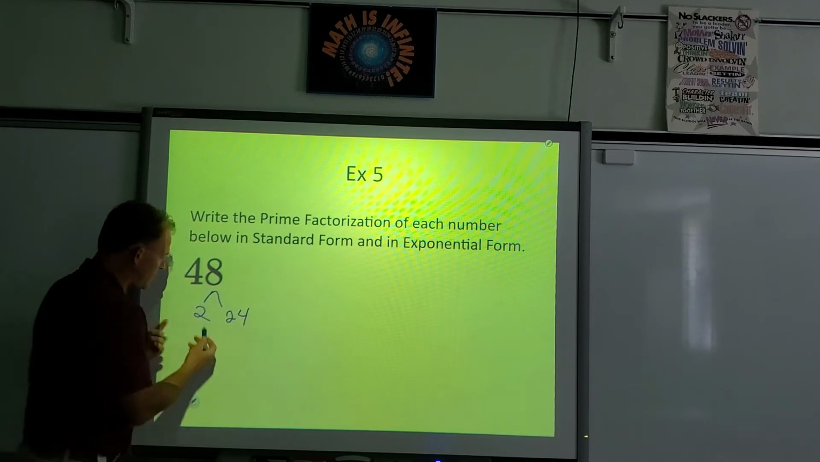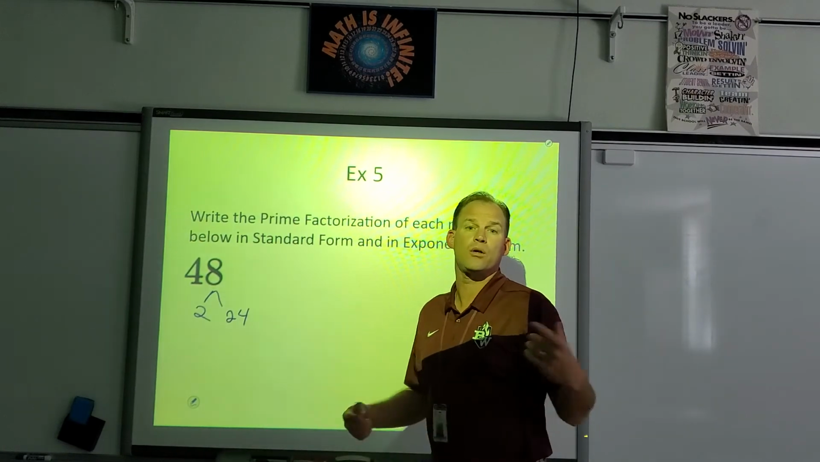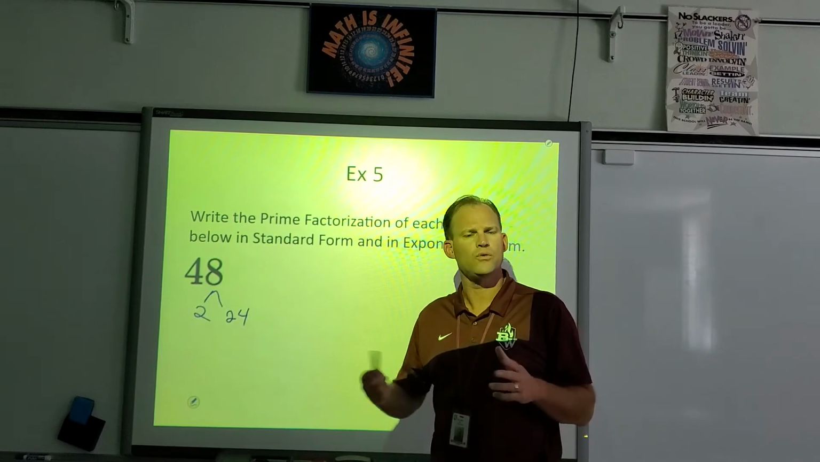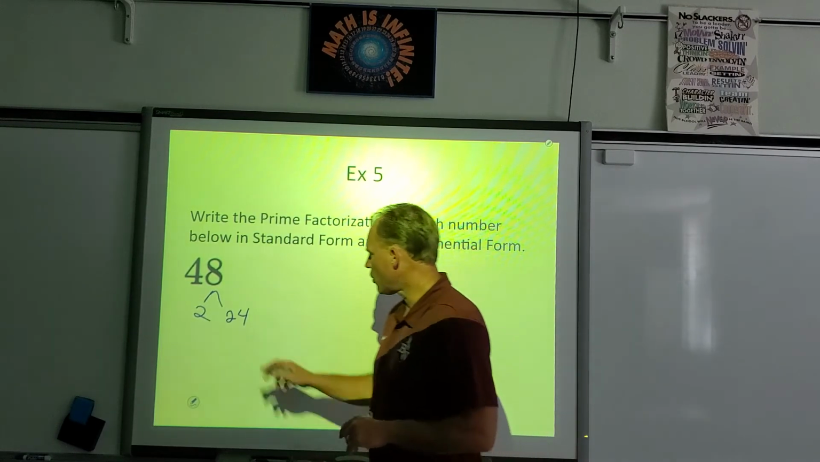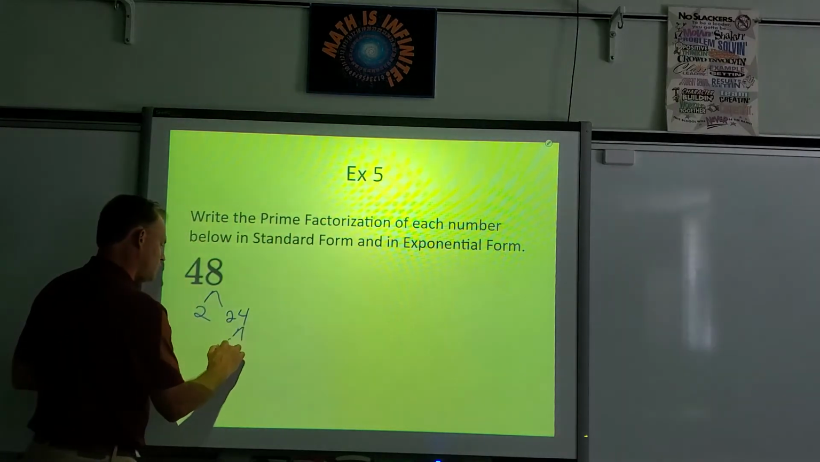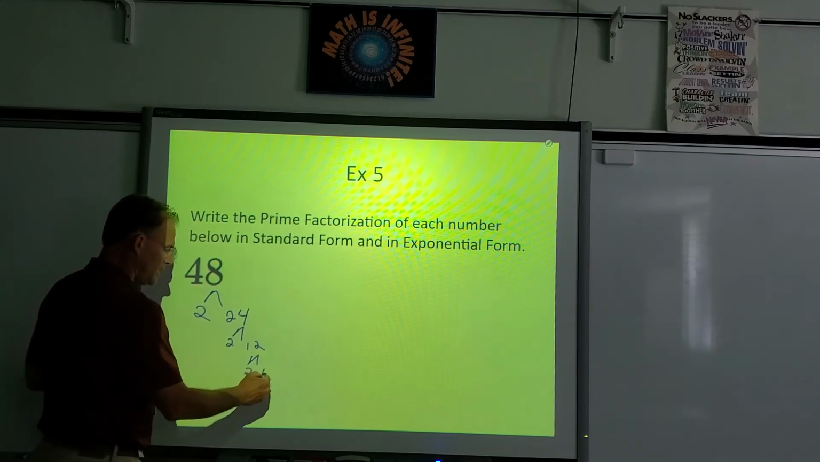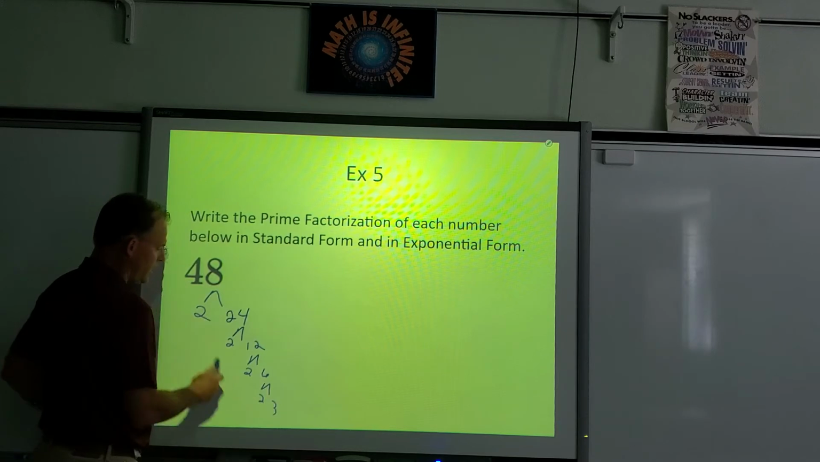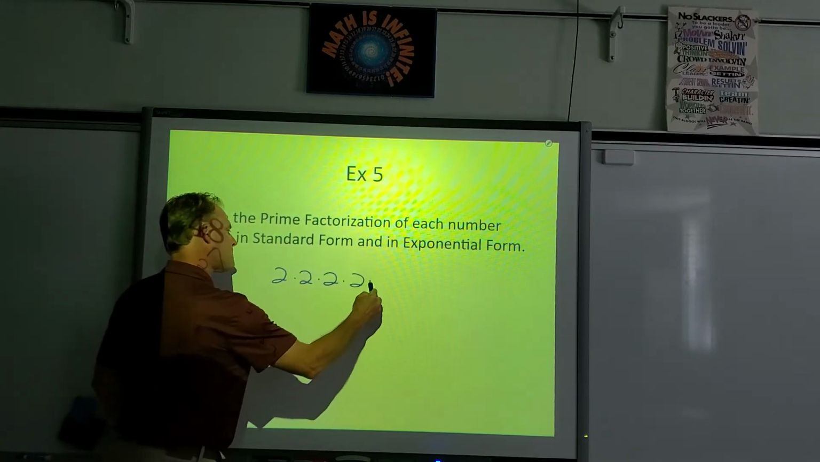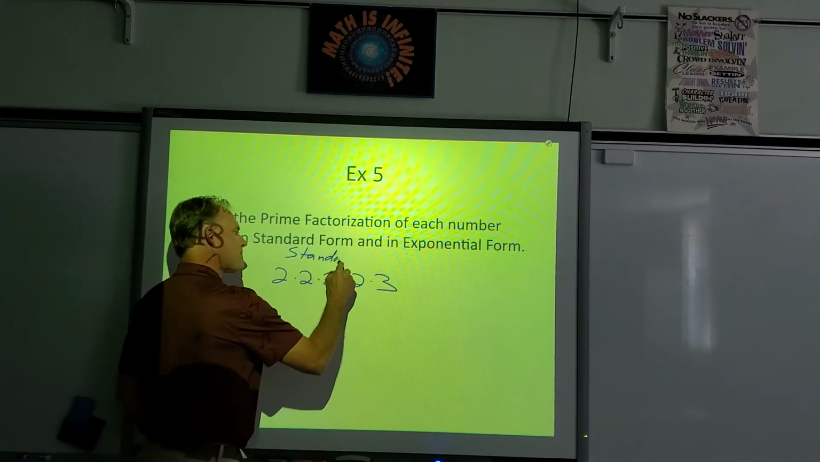2 is a prime number. I'm done with the 2 side of the branch. Now I need to break down 24. If you can think of bigger numbers, it'll go faster. If you can't, you can just keep dividing by 2 until you get to some numbers that you can recognize. So 24, again, I know it's even, so I can go with 2 and 12. Done with that branch, 12. 2 and 6. 2 and 3. So 1, 2, 3, 4 2's and a 3. This is standard form.